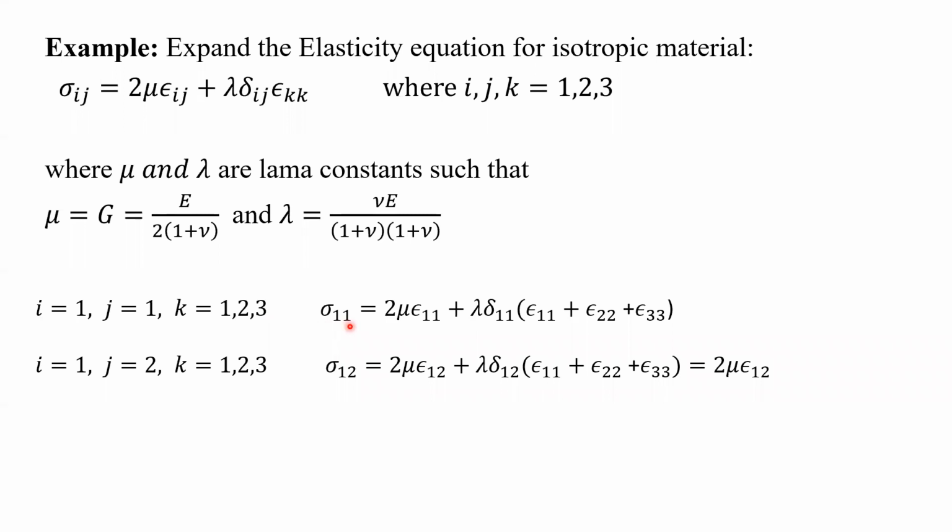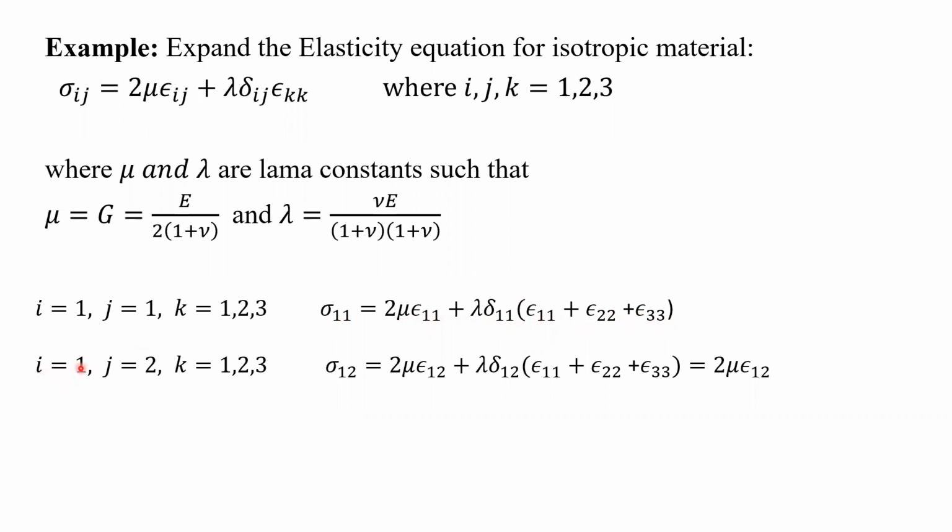So sigma ij becomes sigma 1,1, equals 2 mu epsilon 1,1 plus lambda delta 1,1. Here we know it's a Kronecker delta, so delta 1,1 is 1. So this would be 1. And then epsilon kk, that's the dummy index. That means summation: epsilon 1,1, 2,2, 3,3.